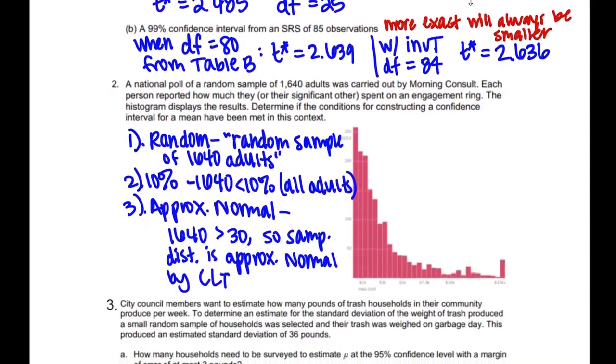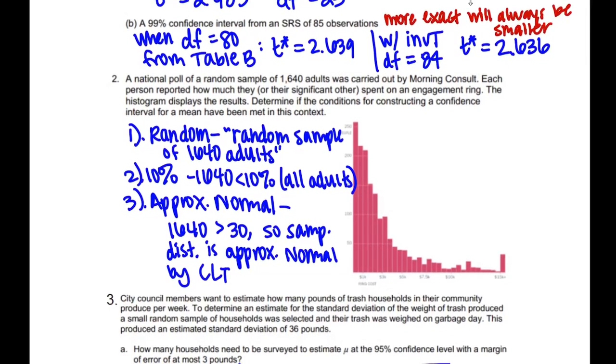So hopefully you guys were able to check the conditions: random, 10%, and normal. They said random sample. The 10% is really reasonable. Now the graph here is just kind of a distraction. So this is skewed to the right, but it doesn't matter because your sample size is so large that the sample distribution is irrelevant. So remember, it's okay.